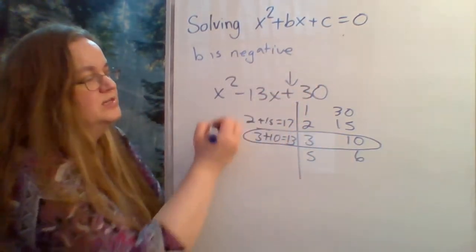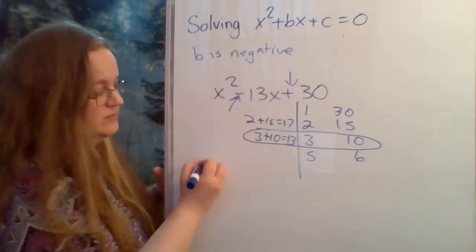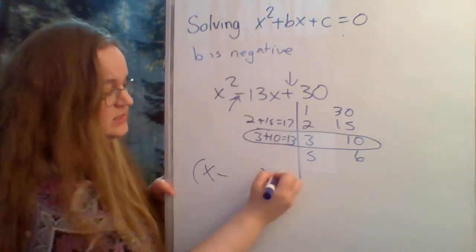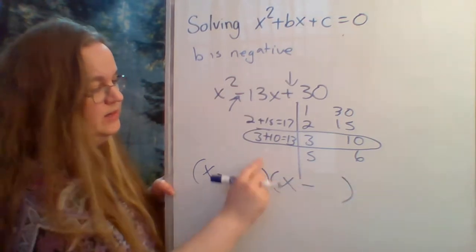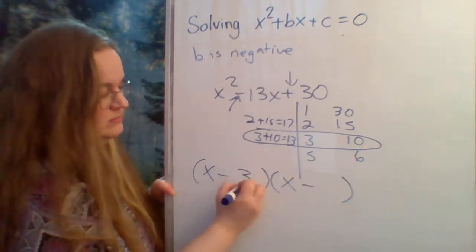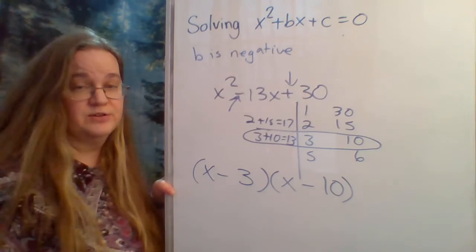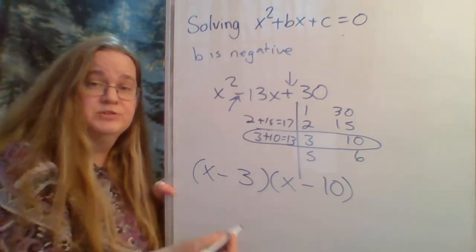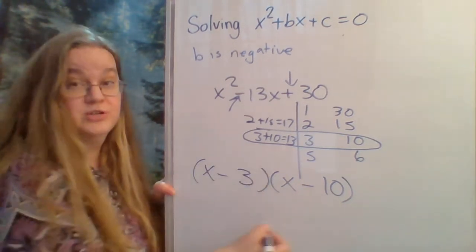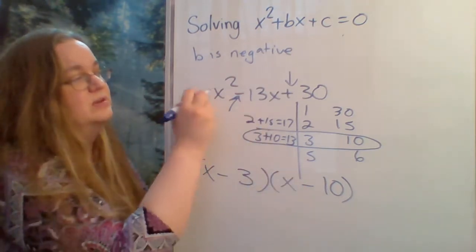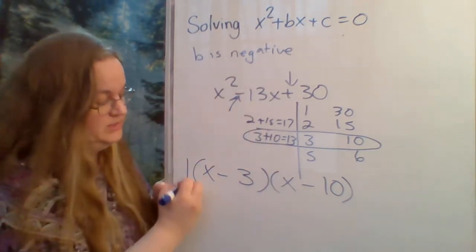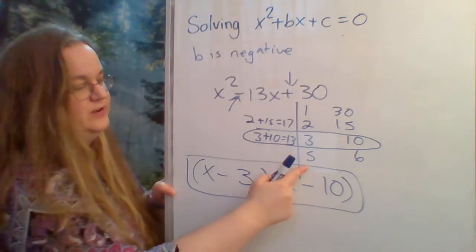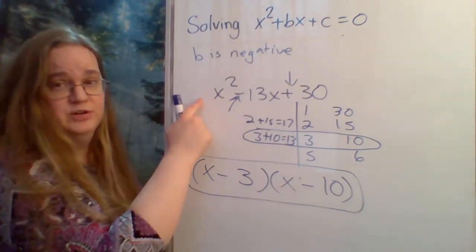Again, C is positive, B is negative. So that means I'm going to use minus signs. Okay, I substitute in my two factors. And again, if you're uncomfortable, you're not sure you did it right, you can just do your double distribution and check to see if you get back to the original problem. But this is the answer we're looking for, the factored form of this trinomial.